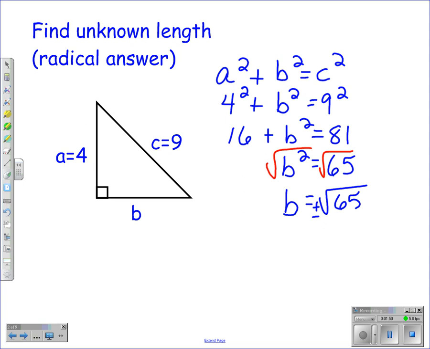But because we're working with the length of a triangle, we know that we are only going to deal with the positive answer. So we're going to have the square root of 65. And 65 has no perfect square factors, so we can just leave it as square root of 65. And our label on this would be units. If we're not given whether it's centimeters or inches or anything, then we just say units.